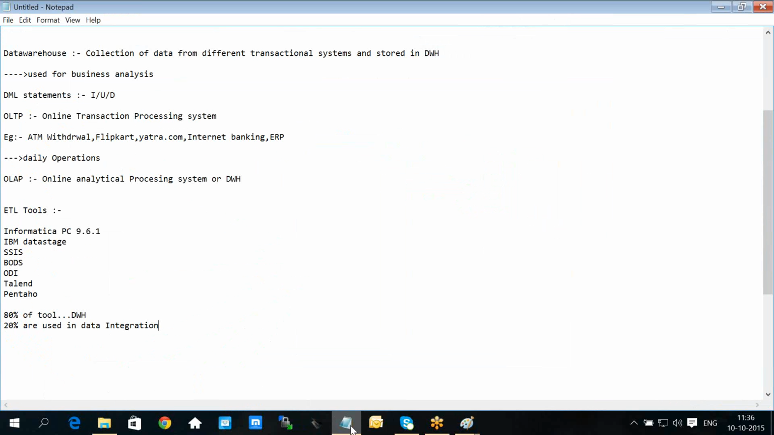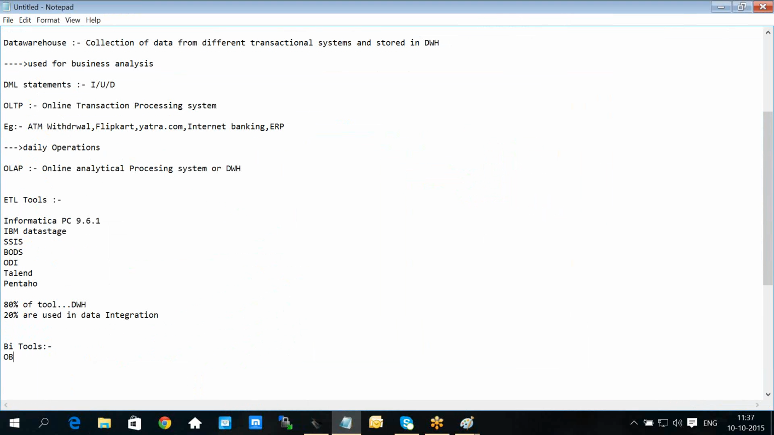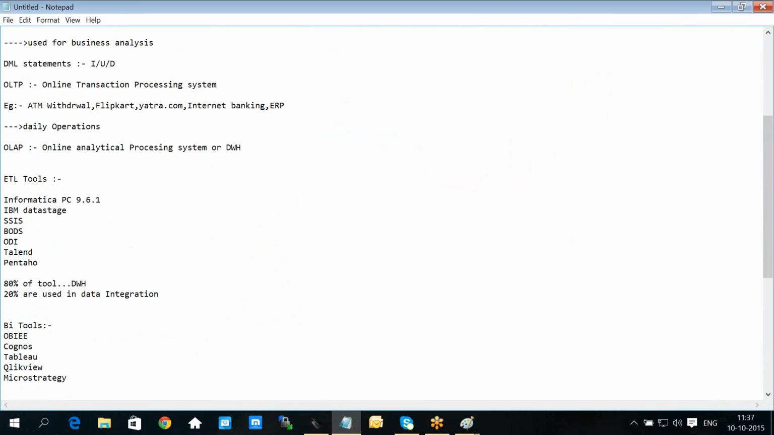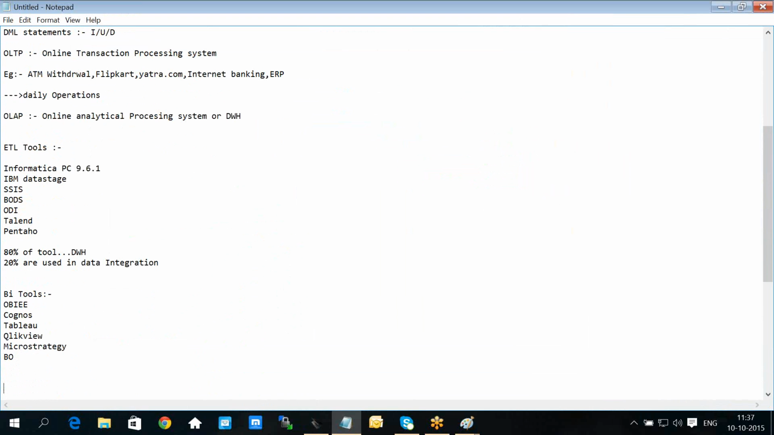To generate the reports, as we know already, there are a lot of BI tools available in the market. You talk about OBIEE, Oracle Business Intelligence Enterprise Edition, and you have Cognos, and Tableau, which is a reporting tool, and QlikView, which is a reporting tool, and you also have some other tools like MicroStrategy, Business Objects. All these are different BI tools which are available in the market and which help you to generate the reports on this.